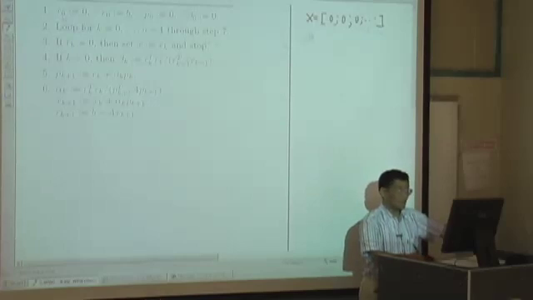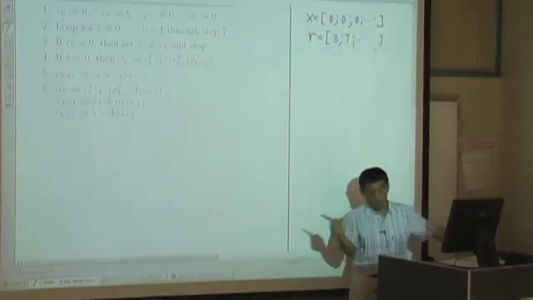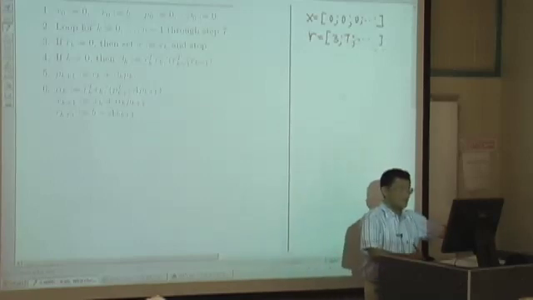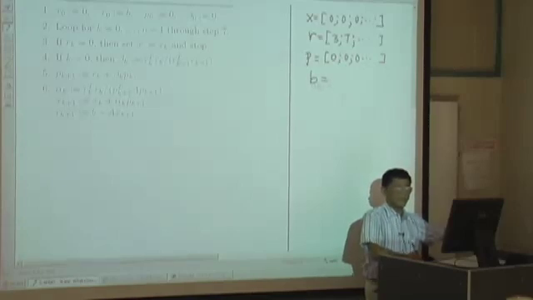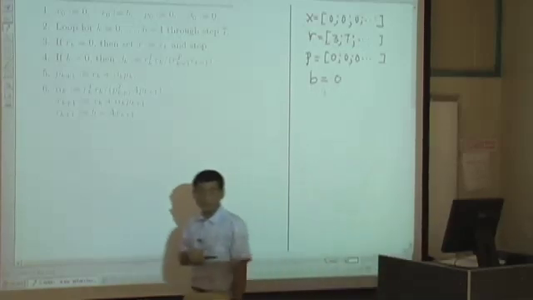And then similarly, R should be defined by using the right-hand side, such as 3, 7, column vector, right-hand side of the equation. And P is a column vector, 0, 0, 0 vector, right? And then beta, I used B to represent beta because B is given by the problem, so I just use this thing. Beta is 0. So this is the first step implementation.